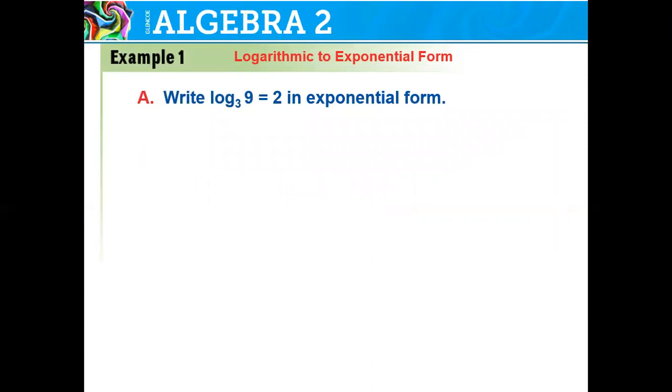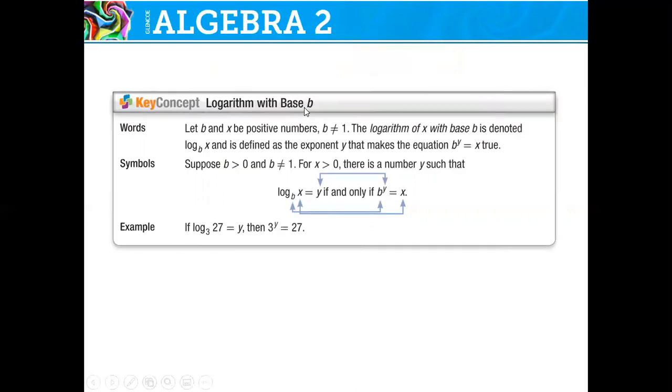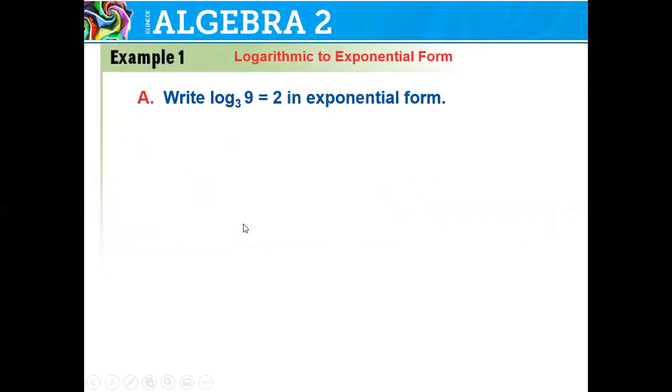Okay, let's see our first example. We want to write log base 3 of 9 equals 2 in the exponential form. To write this into the exponential form, you will have to remember this relation. By remembering that relation, we know that we will write it in terms of x equals b to the power of y, where here 9 is your x, b is your 3, and y is your 2. So this is the answer in the exponential form.